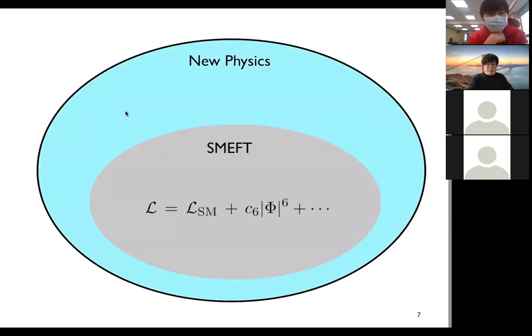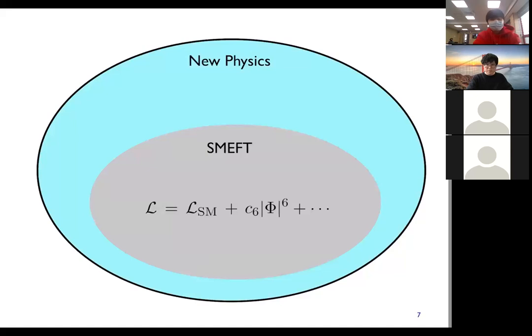So in this talk, I would like to focus on this blue region and discuss what kind of new physics should be there, and how we can describe this region in a model independent way. This is the main topic of today's talk, and this is the motivation of my talk today. Then let us first discuss what kind of new physics should be categorized in the region outside of the SMEFT region, namely this blue region.